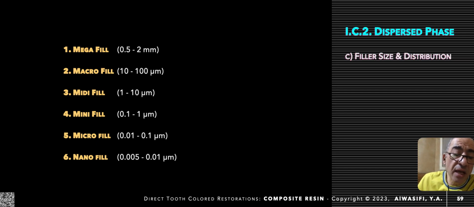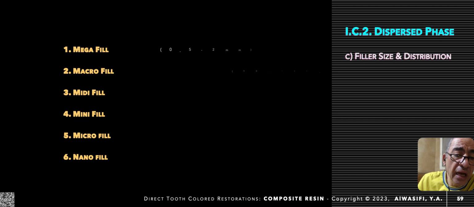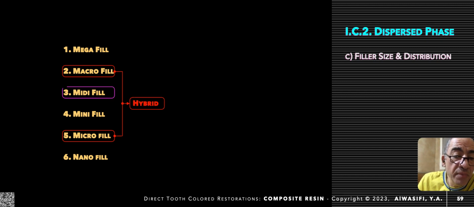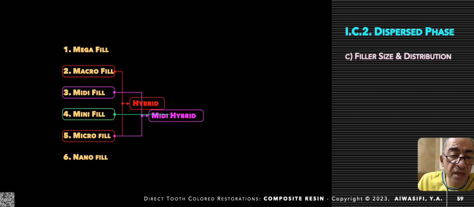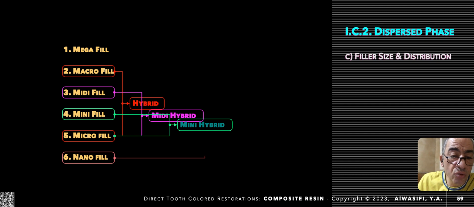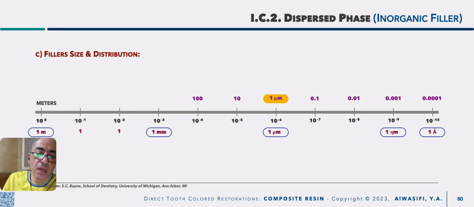Okay, this diagram shows you how we mix it. Micro with macro, this was the first hybrid. Then midi with micro, this is the second hybrid, or midi hybrid. Then comes mini with micro, mini hybrid, and nano with mini. This is the nano hybrid.